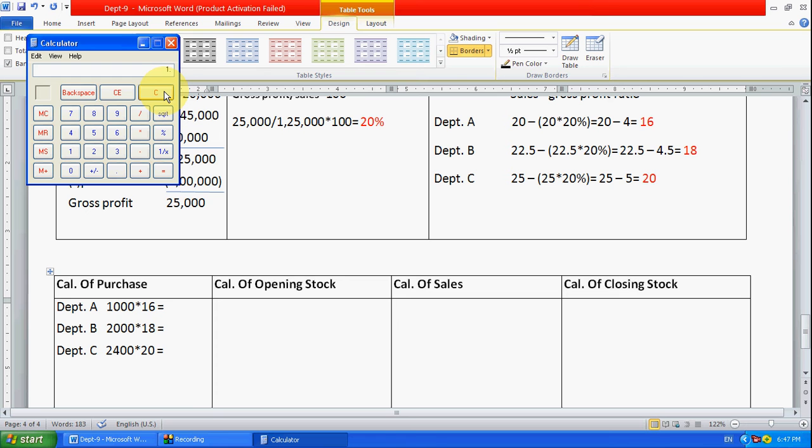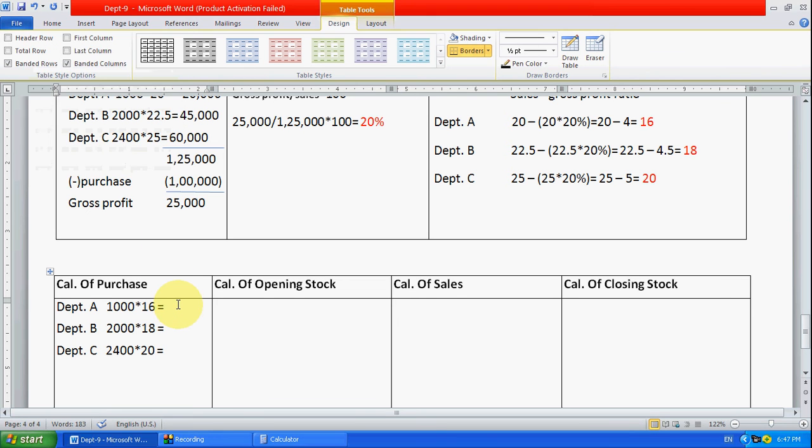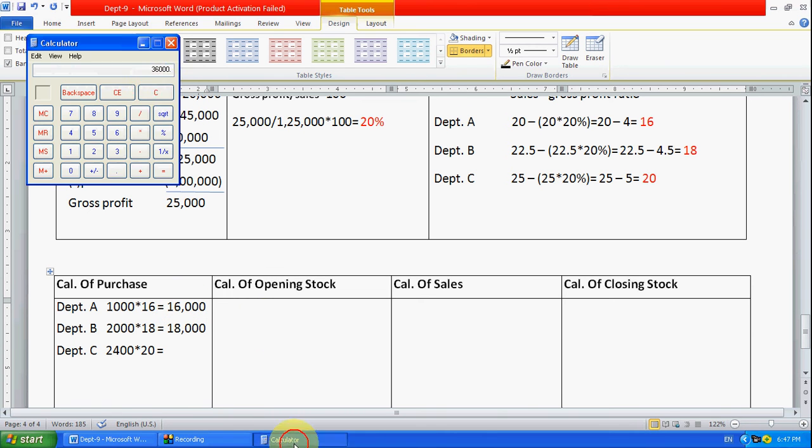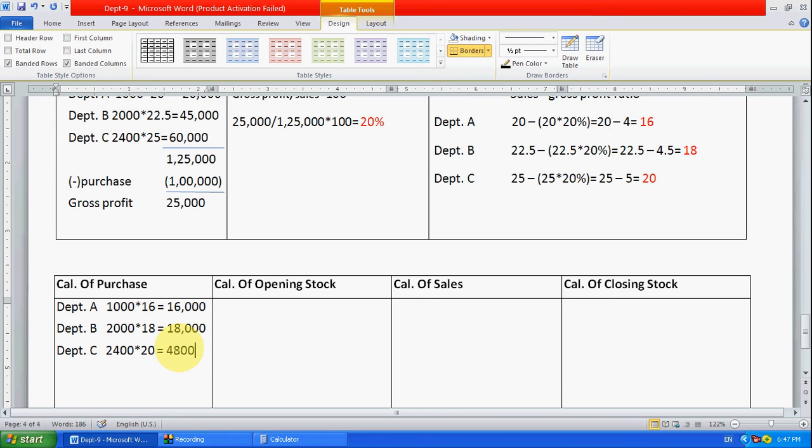See, 1000 into 16 means 16,000. Next, 2000 into 18 means 36,000. So right here 16,000 and 36,000, and now 2400 into 20. So how much? 48,000 we are getting.